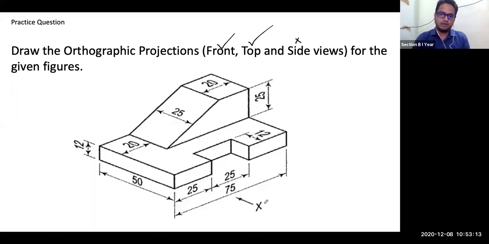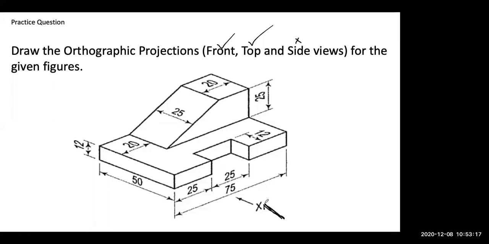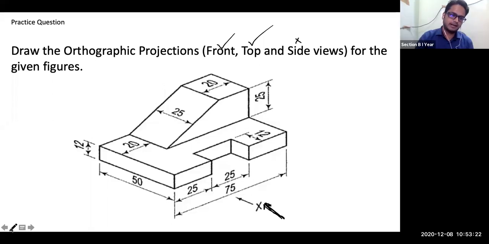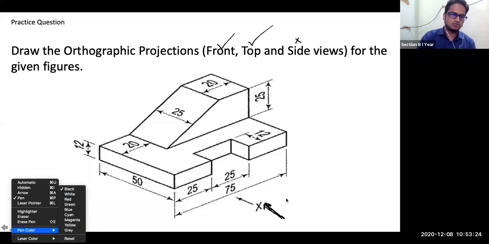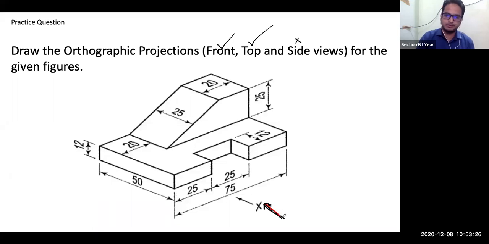Where is the observer? Observer is looking from this side, right hand side. Let me make it red so that it will be clearly visible to everyone. Observer is looking from this side. Now, this is your practice problem. You have to draw the front view and top view of this component, and you have to upload it into your Canvas. Now, try to draw in your notebook.